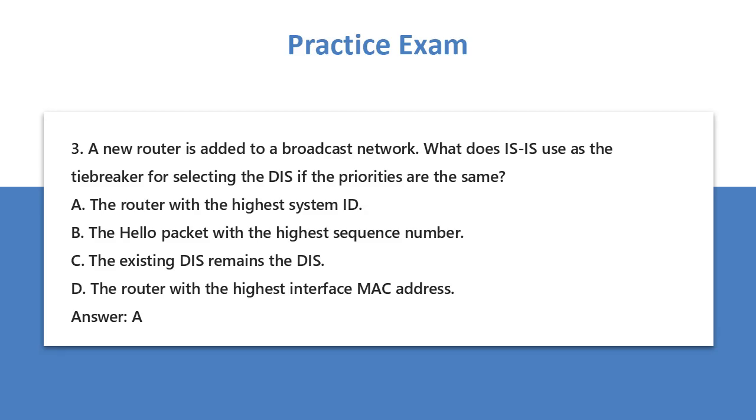3. A new router is added to a broadcast network. What does IS-IS use as the tiebreaker for selecting the DIS if the priorities are the same? A. The router with the highest system ID. B. The hello packet with the highest sequence number. C. The existing DIS remains the DIS. D. The router with the highest interface MAC address. Answer: A.